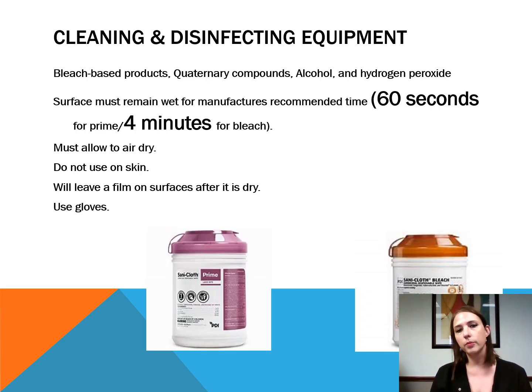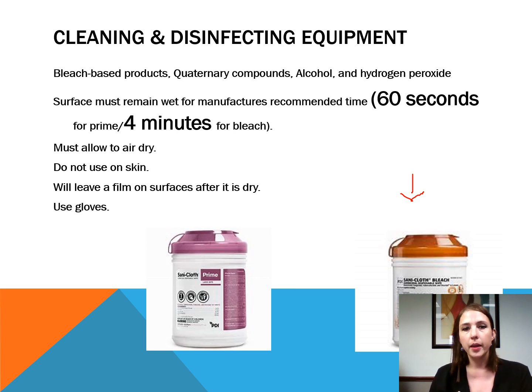And so we have two types of disinfectants that we use. So one is the Prime, which can be used for anything except for C. diff. Remember that that's very difficult to kill. And so for C. diff, we would want to use a bleach-based product. So the orange one is a bleach-based product that we want to use with any patient that has C. diff or is on enteric precautions.